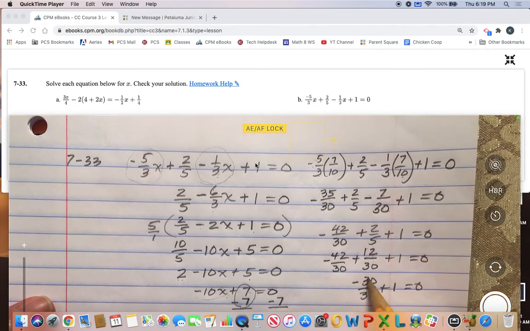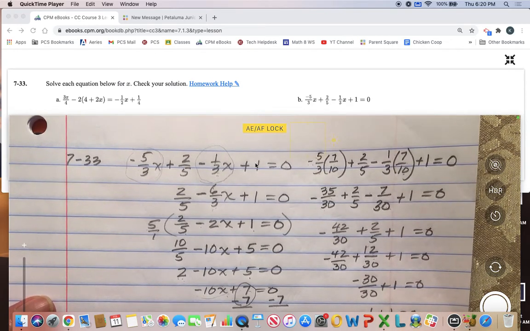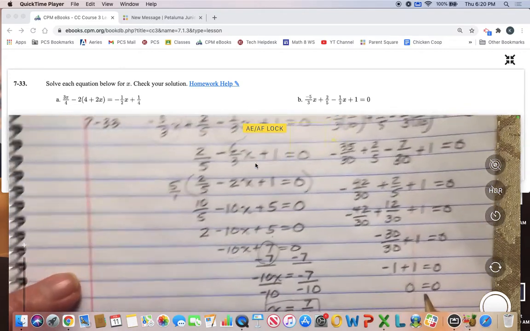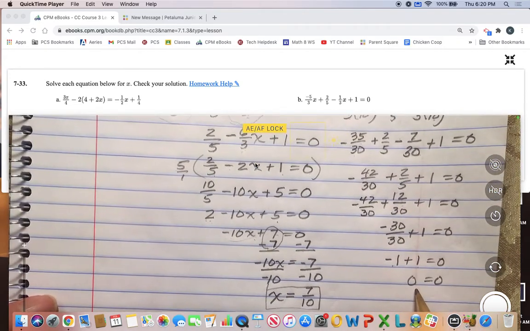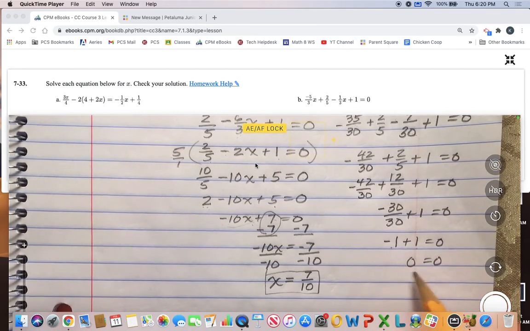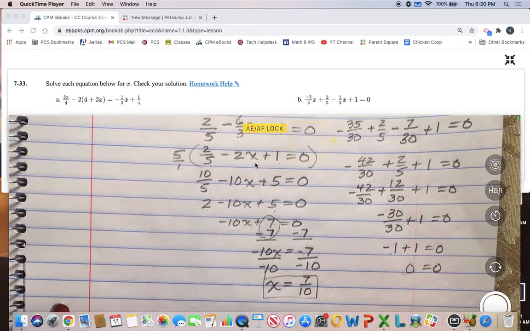Okay, negative 30 over 30 is negative 1 plus 1 equals 0. And negative 1 plus 1, positive 1, is 0. So both sides are equal to each other. So yes, this is the correct solution. X is equal to 7/10.